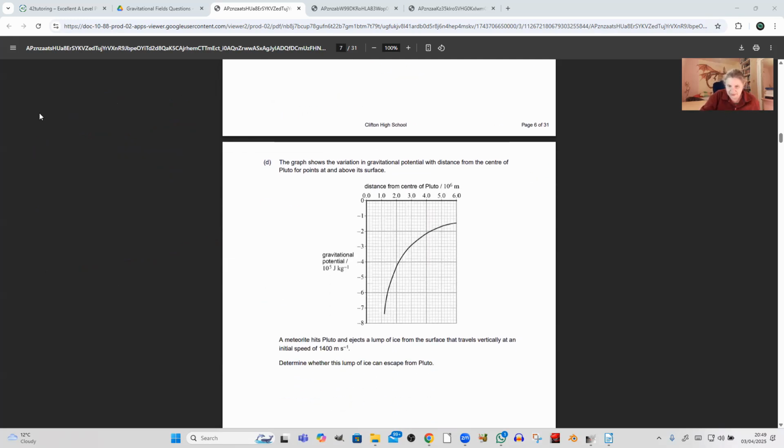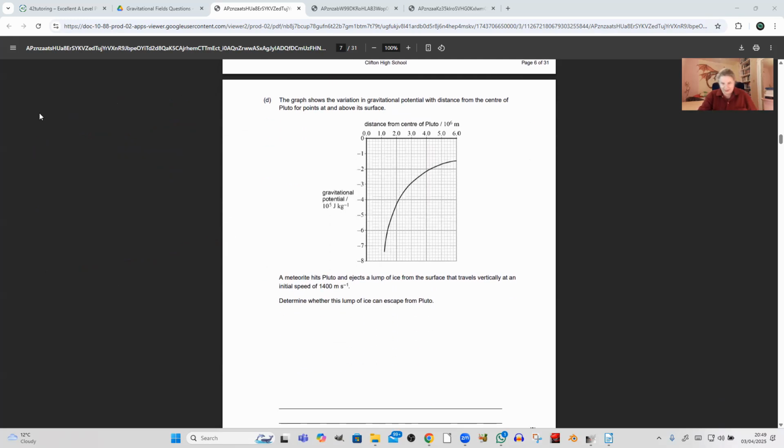Right, now this next bit is the graph which I wanted to do. Okay, so the graph shows the variation in gravitational potential with distance from the center of Pluto, at and above its surface. So you can see that that must be the radius of Pluto, right? It says a meteorite hits Pluto and ejects a lump of ice from the surface which travels vertically at an initial speed of that. Determine whether the ice can escape from Pluto. Okay, how are we going to do this?